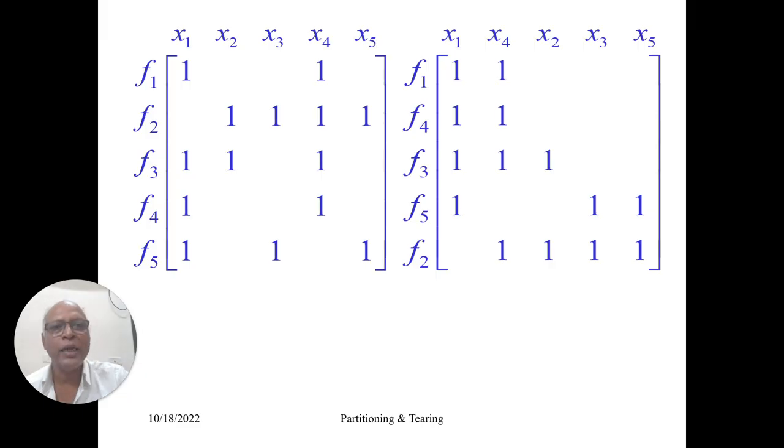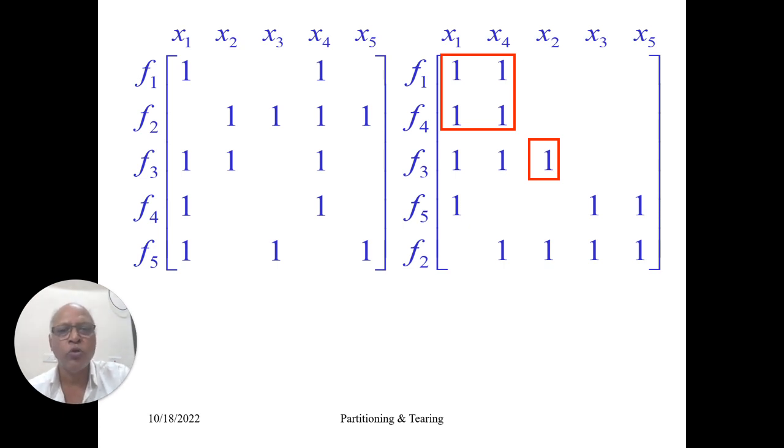Now you can see clearly that this problem can be partitioned into 3. If you consider F1 and F4, they represent 2 variables and 2 equations. We should be able to solve these 2 equations to calculate the values of X1 and X4. Once I am able to solve this first partition, x1 and x4 values are already obtained. So I should be able to use equation 3 to calculate the value of x2. Once I know x1, x4, x2, I will be able to use equation 5 and equation 2 to calculate the remaining 2.